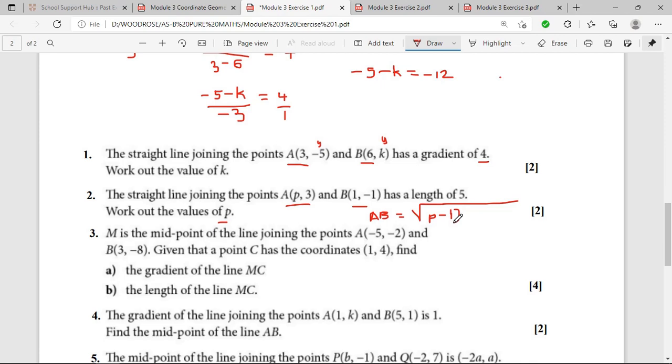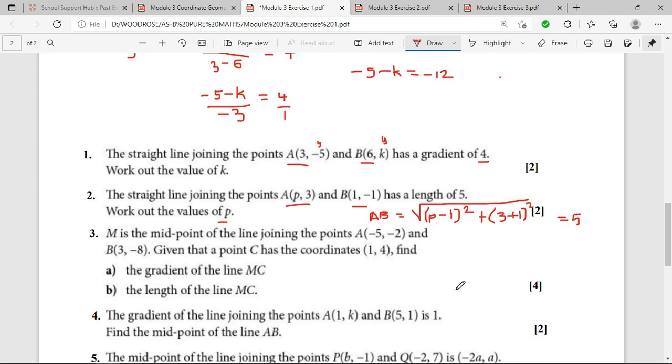Inside the square bracket, we square. Then we add, and let's subtract the y values. 3 minus minus 1. What do we get? If you say 3 minus minus 1, you get 3 plus 1. Then we square. Then we are told that this length is equal to 5, so we equate to 5.